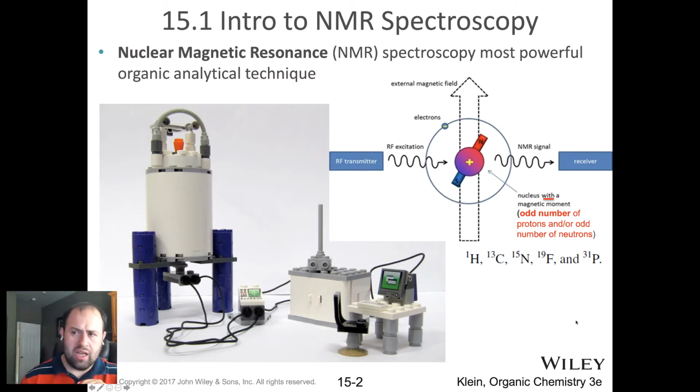Particular nuclei that will be of interest in organic chemistry, especially in sophomore year, are the regular hydrogen nucleus, the nucleus we most commonly think of when we think of hydrogen, as well as the specific isotope of carbon known as carbon-13.